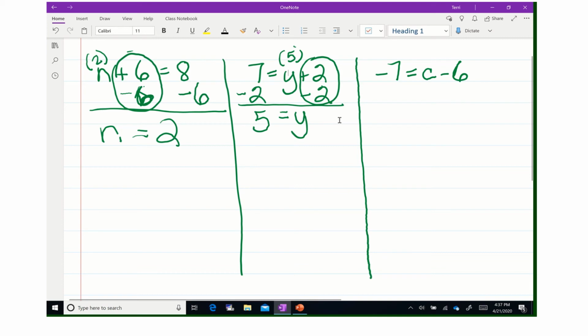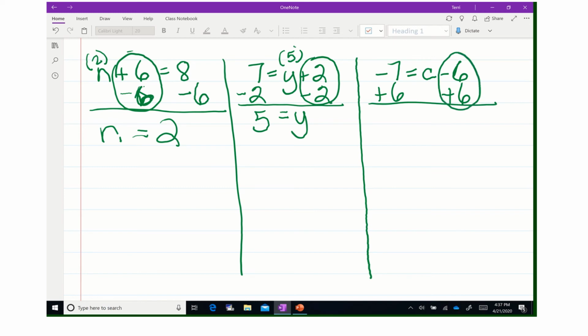All right, let's take a look at our last example here. Negative 7 equals c minus 6. I look for my c, there's my variable. I want to get it by itself, so this says minus 6. I'm going to do the opposite. So I'm going to add a 6 to this side, and I will also add a 6 to this side.